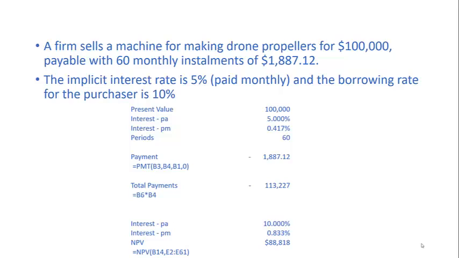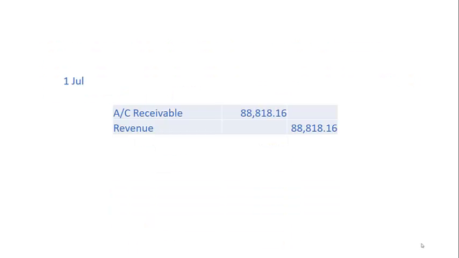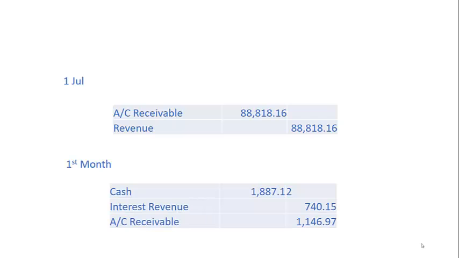So what that tells us is that when it comes to recognising revenues, on the 1st of July we'd recognise $88,818.16 when we sell the machine, and a receivable for the same amount. And when we receive our first monthly payment, we'd still recognise the receipt of the monthly payment, $1,887.12, and we'd recognise a higher interest amount now. Why? Because there's now a greater risk, and so there's a higher interest rate being applied to the receivable. So it's going to be $88,818 times the higher interest rate, which gives us $740.15, with the remainder allocated to the account receivable.